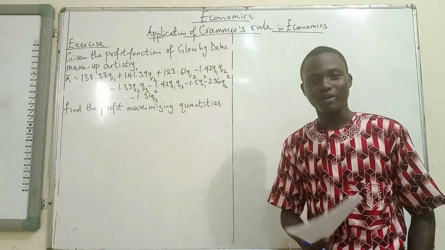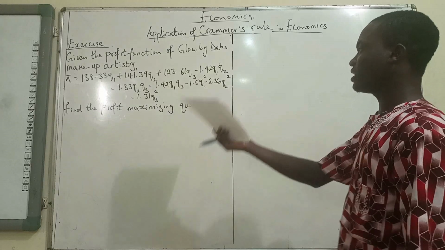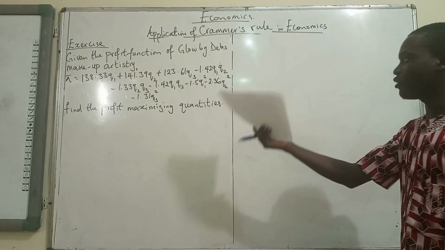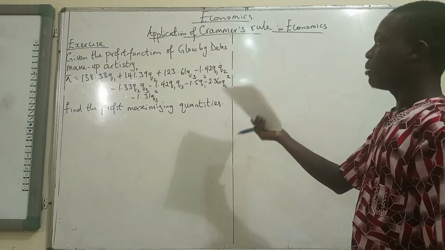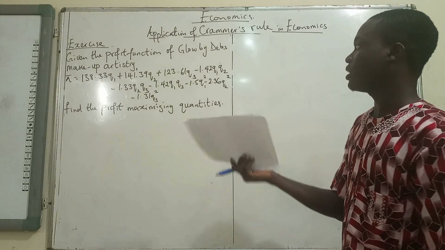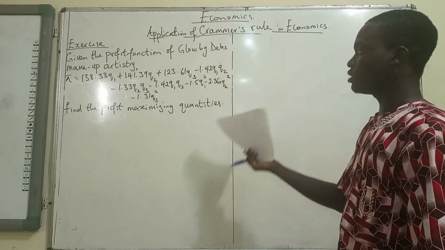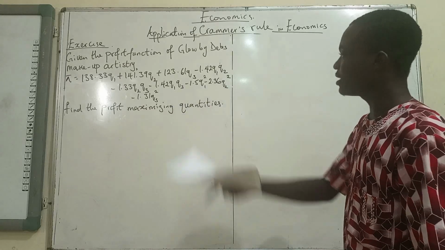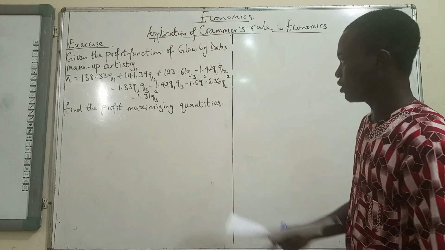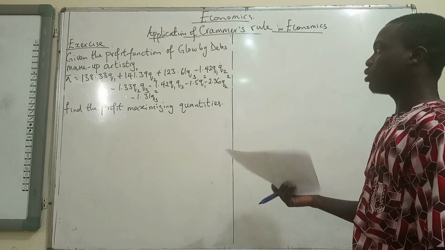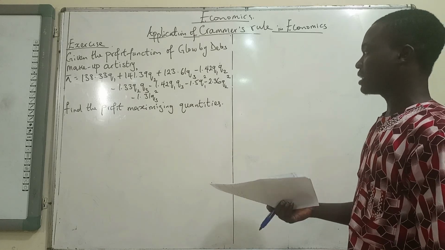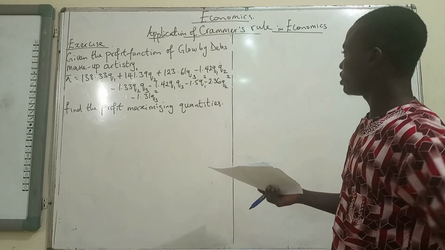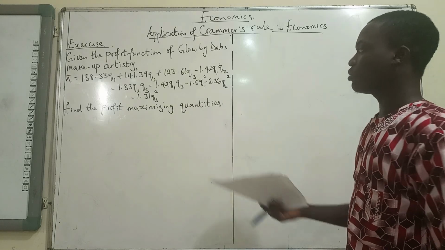So let's come back to what we have to do today. Now the profit function is this: 138.33 Q1 plus 141.39 Q2 plus 123.61 Q3, then minus 1.42 Q1 Q2 minus 1.33 Q2 Q3 minus 1.42 Q1 Q3, then minus 1.5 Q1 squared minus 2.36 Q2 squared, then minus 1.31 Q3 squared.